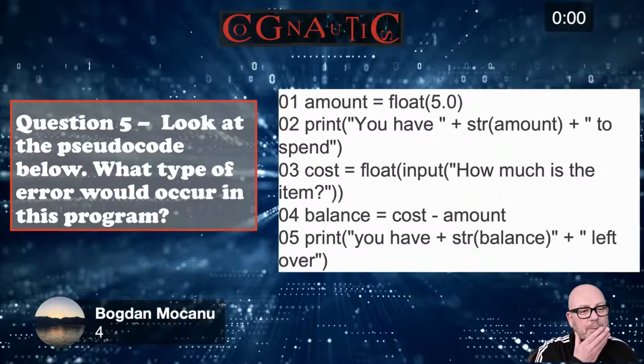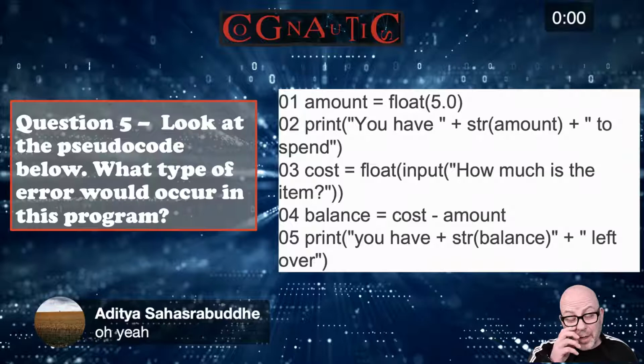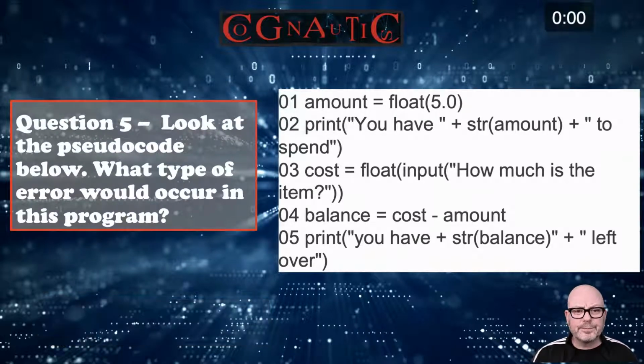What about this one? Look at the pseudocode. Can you see why? If you go back and look at that after I put it back there for you, you will see why. That was quite a cunning question, that one. Look at the pseudocode below. Which type of error would occur in this program? Any ideas? 1 minute to go.